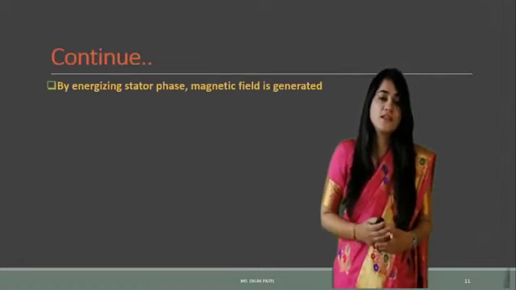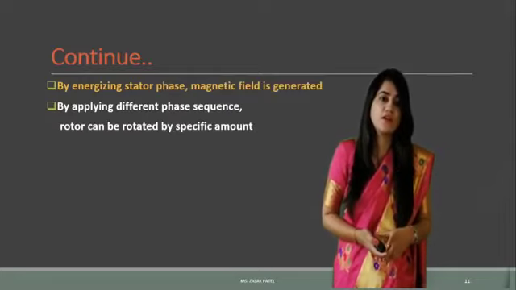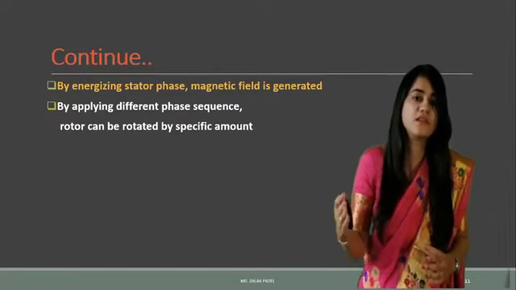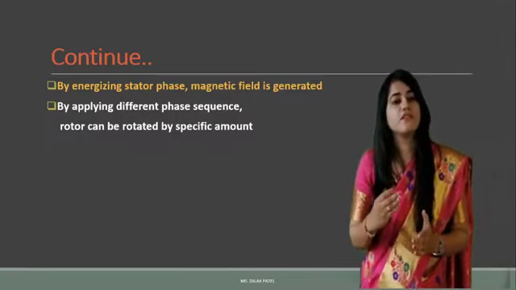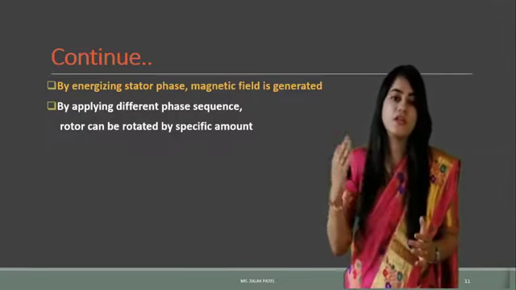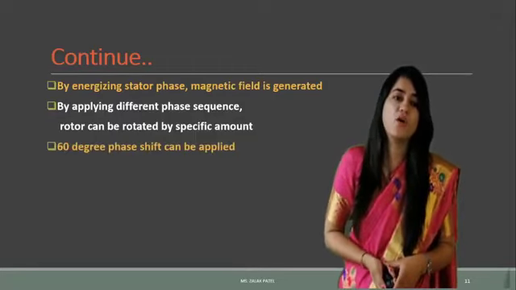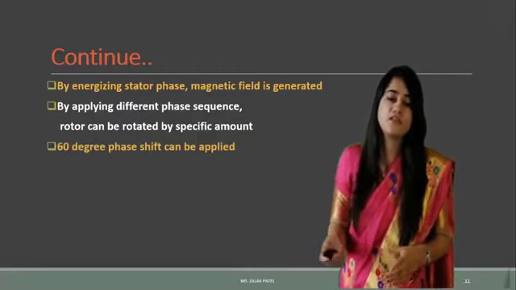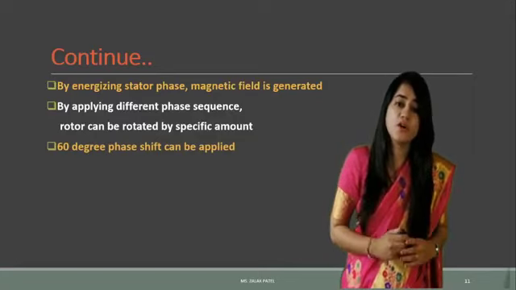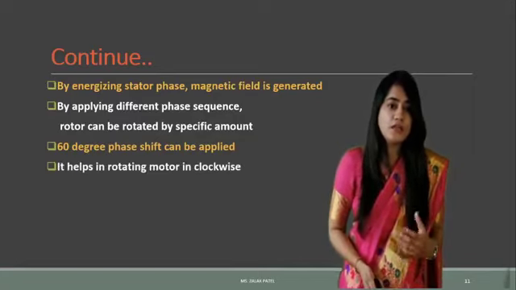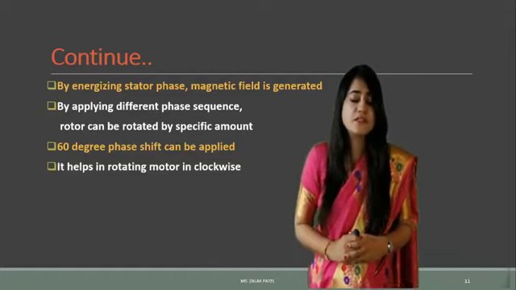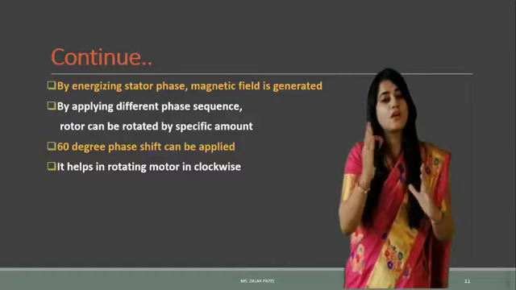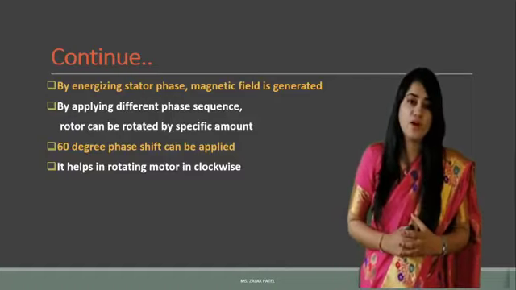By energizing the stator phase, a magnetic field is generated, and by applying different phase sequences, the rotor can be rotated by a specific amount. By applying different phase sequences, either 60 degrees, 120 degrees or 180 degrees, a specific rotor movement can be achieved. Here a 60 degree phase shift can be applied, as seen in figure number 2 of the previous slide. It helps rotate the motor clockwise. In the last slide we saw that the motor moves in the clockwise direction with a phase shift of 60 degrees.